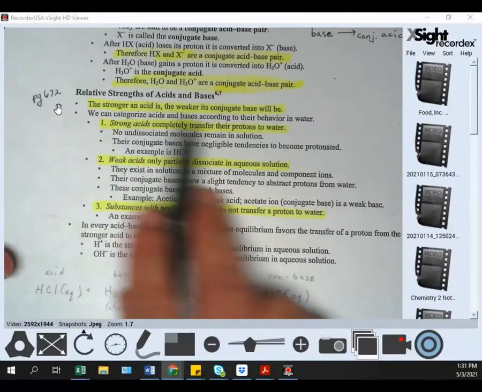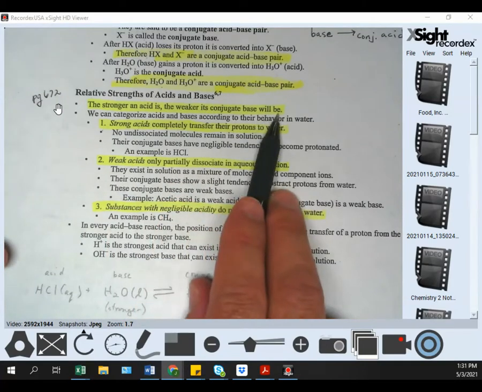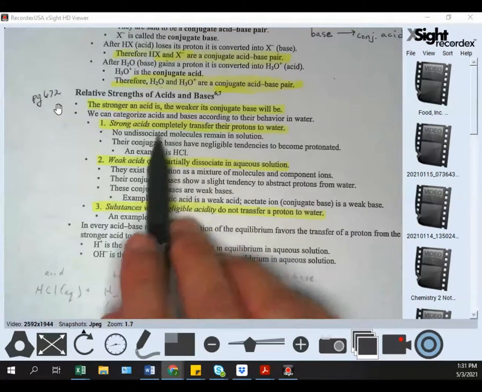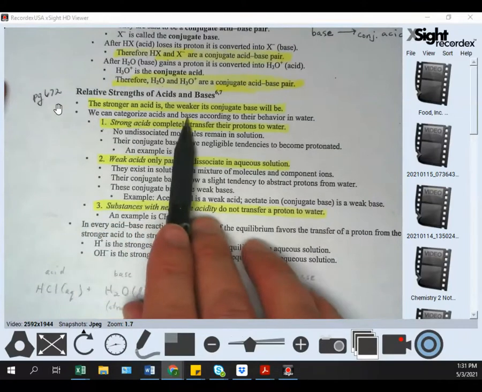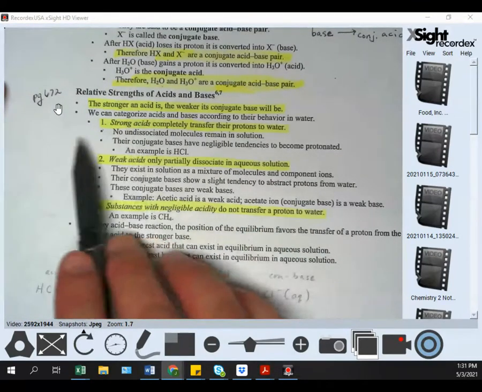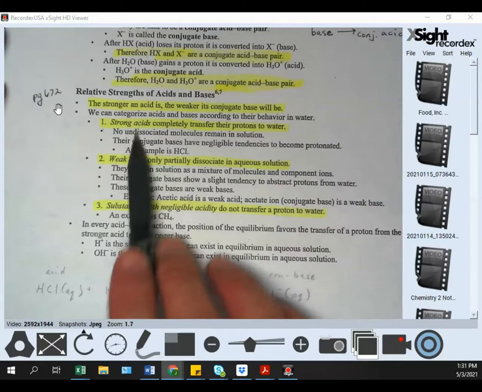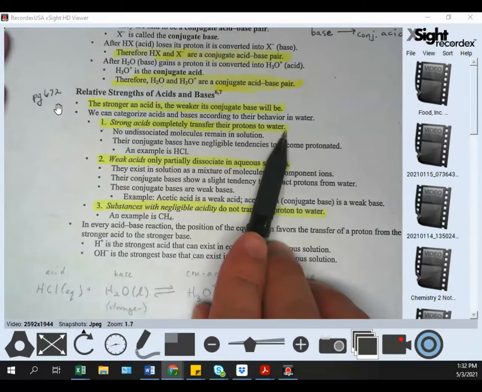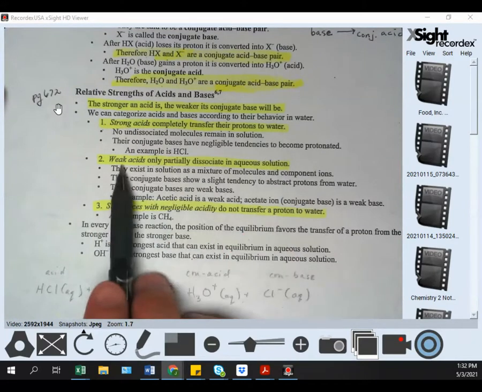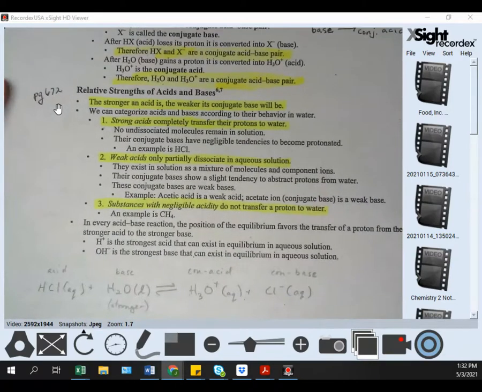So similarly, it's kind of opposite. The stronger an acid is, the weaker its conjugate base will be, and vice versa. We can categorize acids and bases according to their behavior in water. We've already done this to some extent, way back when we were talking about strong acids and weak acids. Strong acids completely transfer protons in water, or completely dissociate. Weak acids only partially dissociate in aqueous solution. So remember, some of it dissociates or breaks apart, and some of it stays together as a molecule.